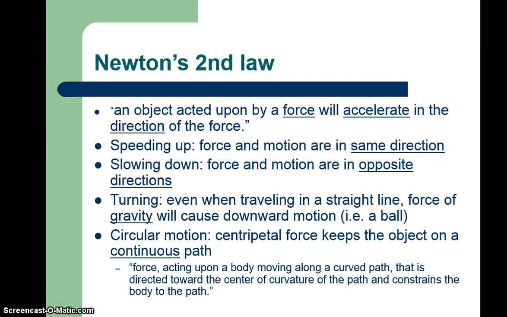Slowing down, force and motion are in opposite directions. Thinking about football, okay, two people are running towards each other. If they collide, they'd be moving in opposite directions and they will end up slowing down. Turning, even when traveling in a straight line, the force of gravity causes a downward motion. So when you throw a ball, it doesn't just travel straight out forever. It eventually curves downward towards Earth's surface. And circular motion. Okay, this force called centripetal force keeps the object on a continuous path. You'll talk more about centripetal force as you get into high school.